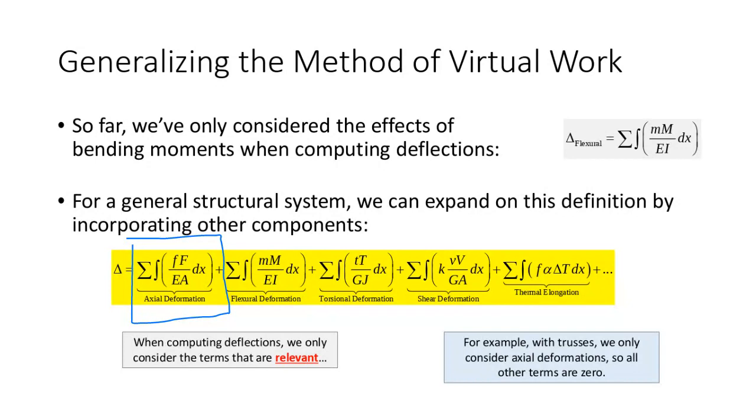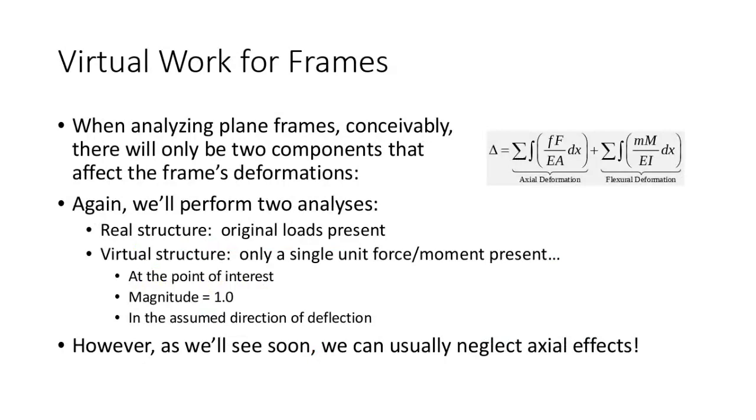Now, the point I'm making is, what if we have something like a frame? A frame at a minimum would experience not only flexural effects, but also axial effects. So maybe a simplistic way of looking at it is, beams experience bending, trusses experience axial load, and maybe frames experience both. Frames experience both axial effects and flexural effects. So in order to compute frame deflections, if we were being a bit general, we would do two separate analyses.